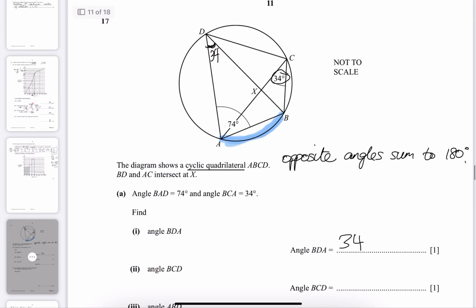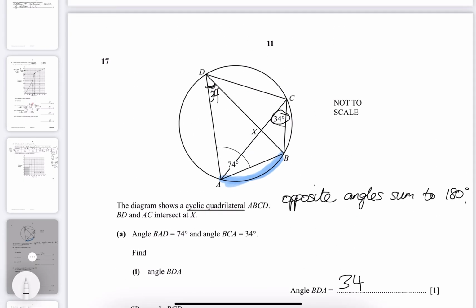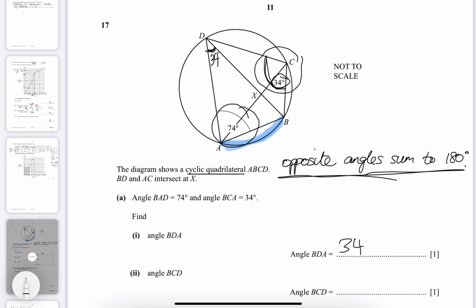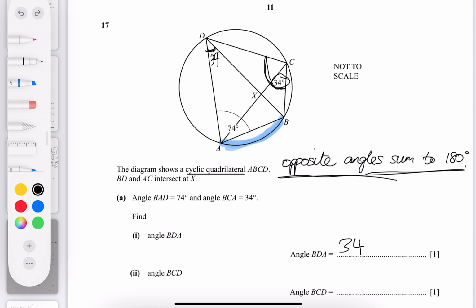Angle BCD is this entire angle here. And remember that the opposite angles sum to 180 in a cyclic quadrilateral. So this angle right here, 74, is opposite to this angle here. And therefore, angle BCD is 180 minus 74, which is 106 degrees.